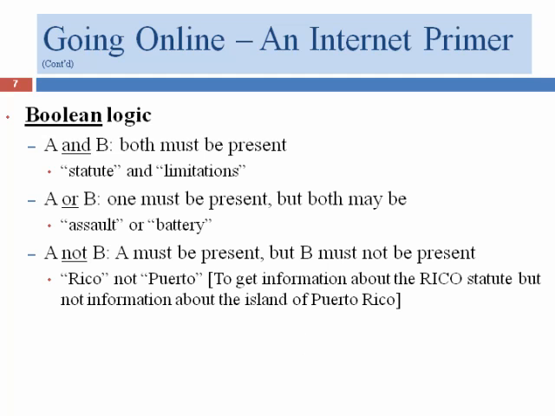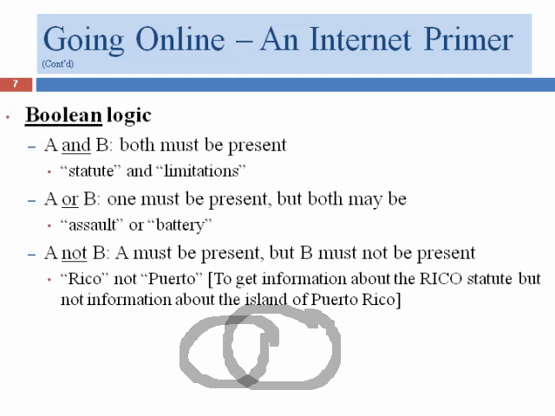And let's talk about A, not B. Again, go back to our picture. The classic for this is Rico, but not Puerto. So let's say this is the Rico side and this is the Puerto side. You want cases that talk about Rico, which is the racketeering statute. But of course, Rico in that context is spelled the same way as the Commonwealth Puerto Rico is called. So you don't want cases about Puerto Rico. You want cases just about Rico. So you want only cases in this area.